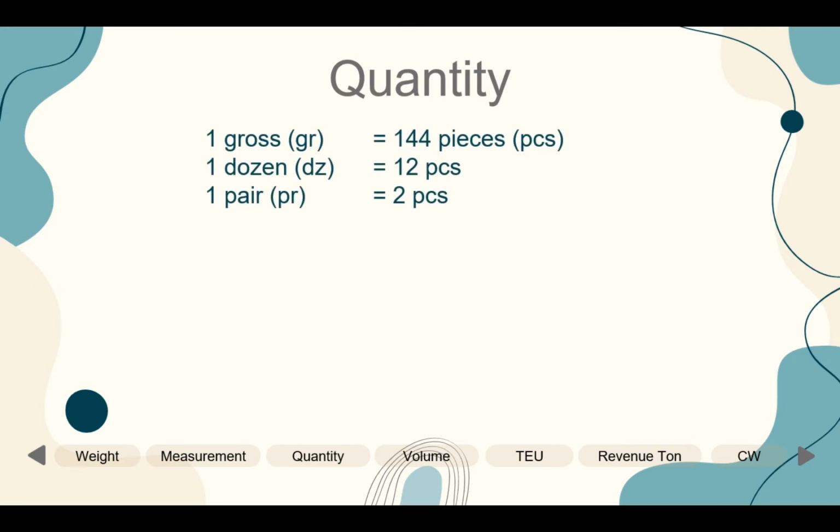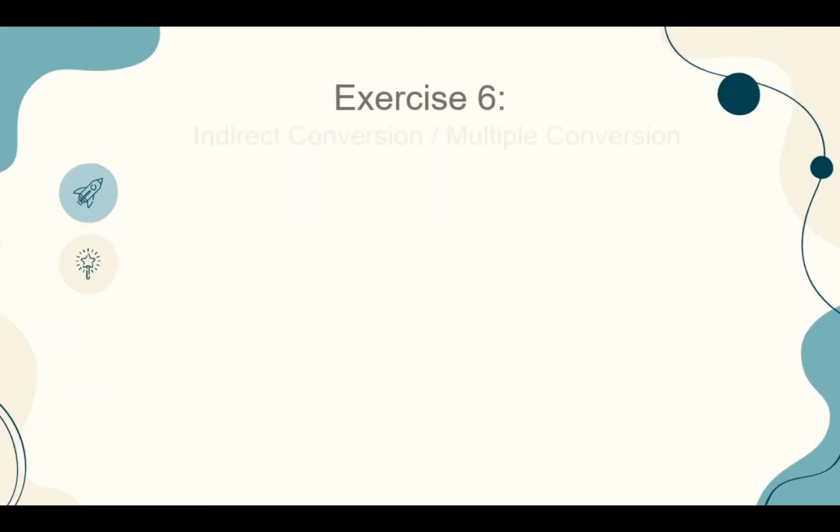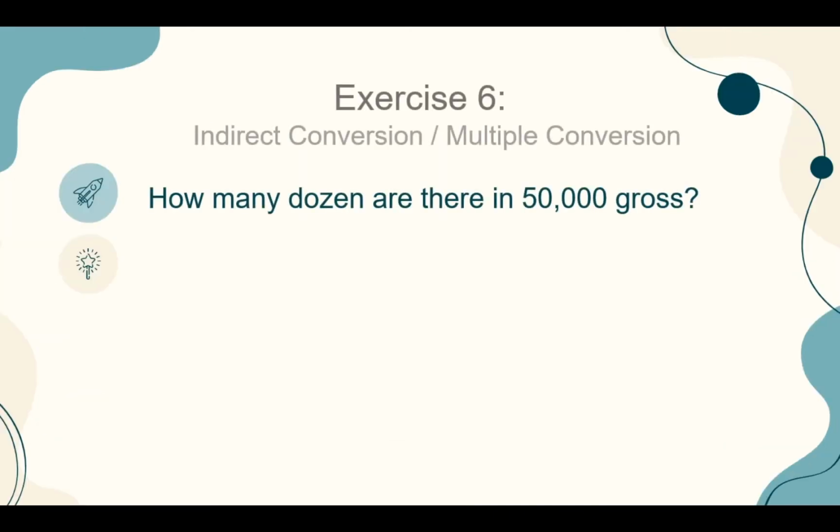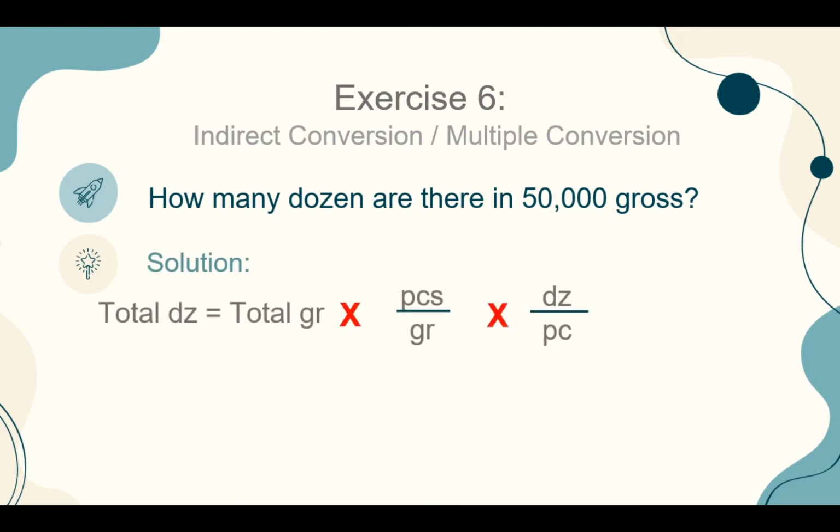Ayan, conversions natin ng quantity. So alam naman na natin yan. So let's have an exercise again. Indirect conversion naman tayo and multiple conversion. So how many dozen are there in 50,000 gross? So our solution is total dozen is equal to total gross multiplied by pieces over gross and multiplied by dozen over pieces.